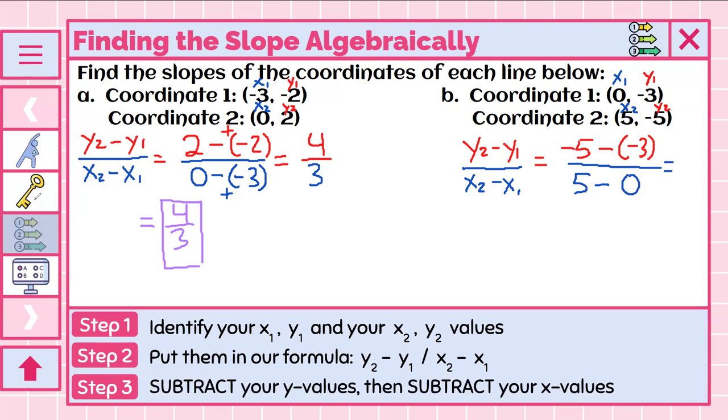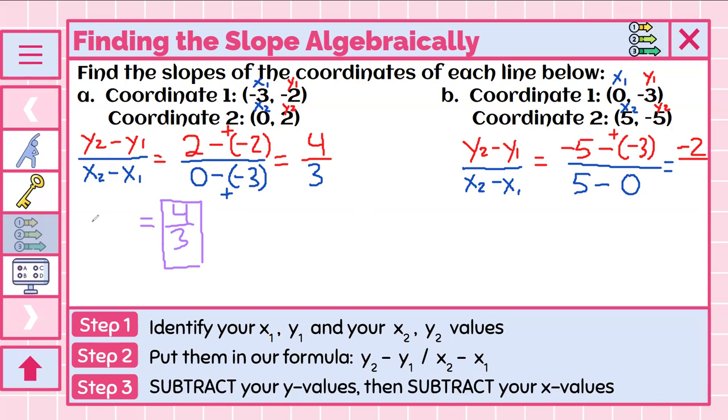For our rise, our y values, we have a minus and negative again. So it's really plus. It's negative 5 plus 3. Well, negative 5 plus 3, those are different sign addition, meaning I subtract them. 5 minus 3 is 2. The bigger number was negative, though, so it'll say a negative 2.